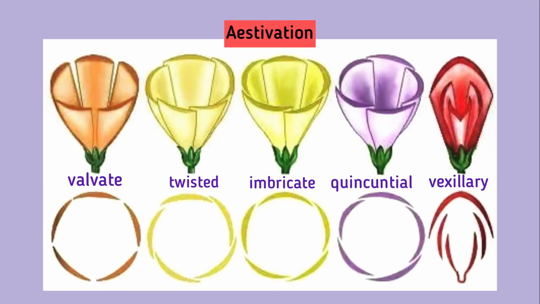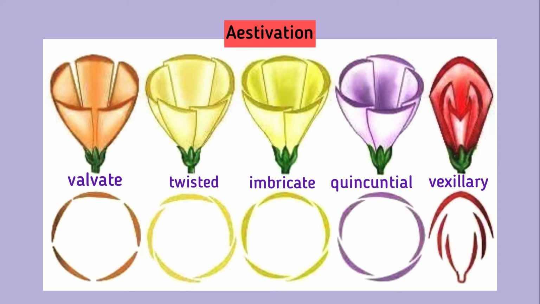Aestivation. This is a very important term to know about the Angiosperm family. Actually, aestivation is the positional arrangement of the parts of a flower. It can be of different types: open, valvate, twisted, imbricate, quincuncial and vexillary.